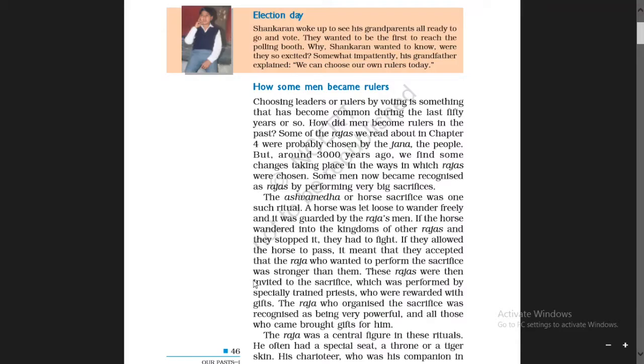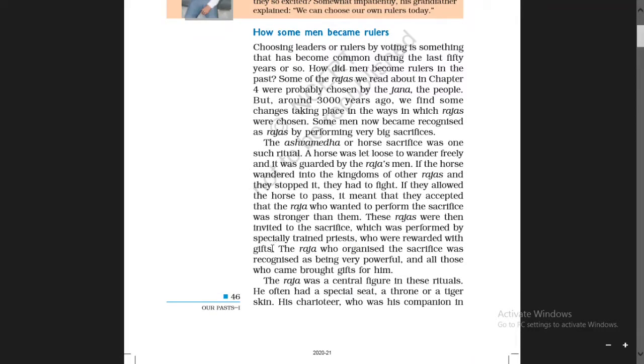These rajas were then invited to the sacrifice, which was performed by specially trained priests who were rewarded with gifts. So if those rajas accepted and let that horse go freely, then they were invited to the sacrifice, which was done by trained priests, and they were rewarded with gifts.